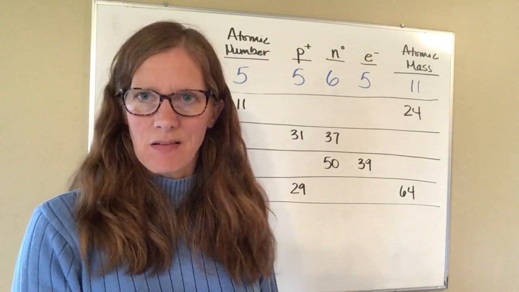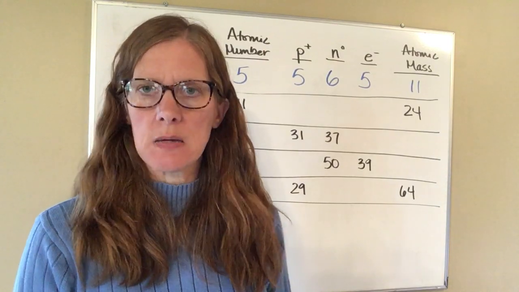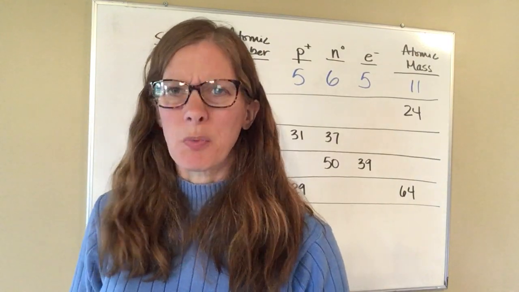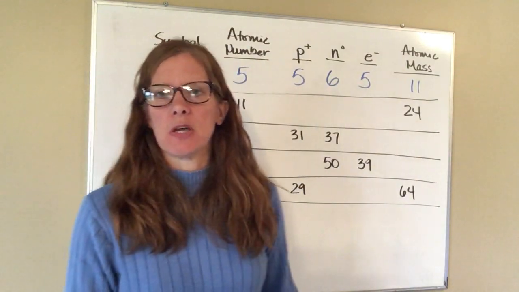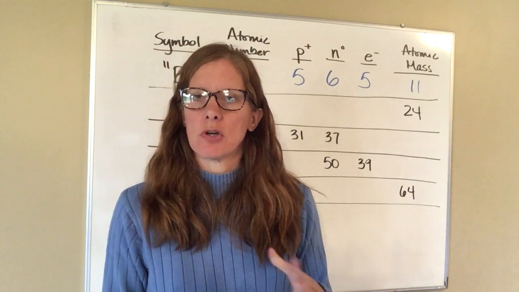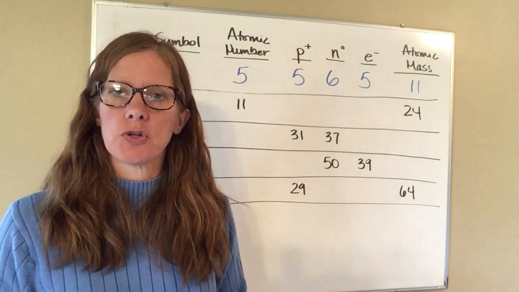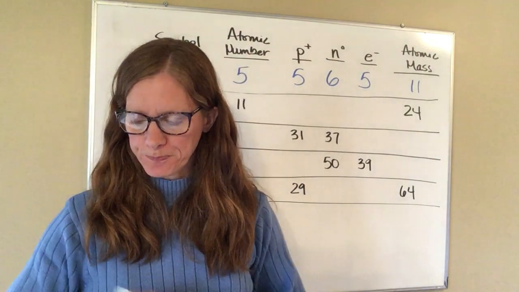Now, you may notice on the periodic table that the mass of boron isn't 11, it says that it's 10.811. It's a decimal number. Well, where did that come from? What I'm going to show you is not something that you have to remember or necessarily even understand, but if you're curious about it, I want you to understand at least where it comes from.